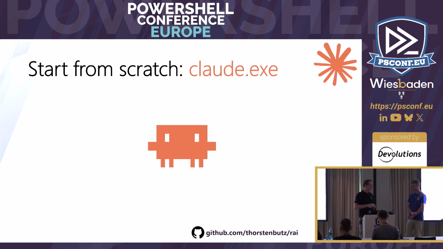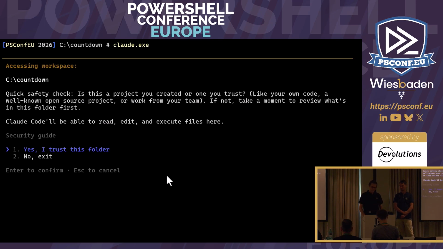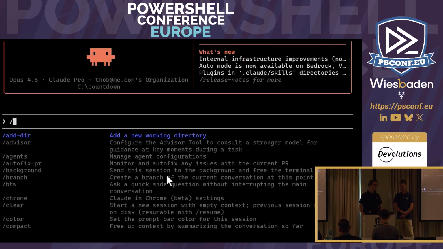But in the beginning, it was just a CLI, just a command line. And I just want to show you how that looks. When you install that, you simply have a terminal and you start a binary file. And that allows you to make changes in your current repository.